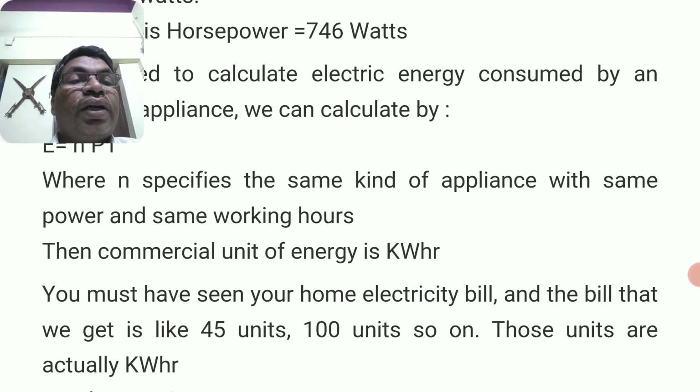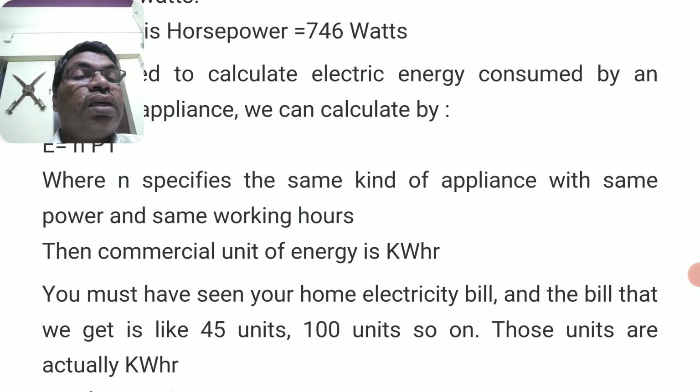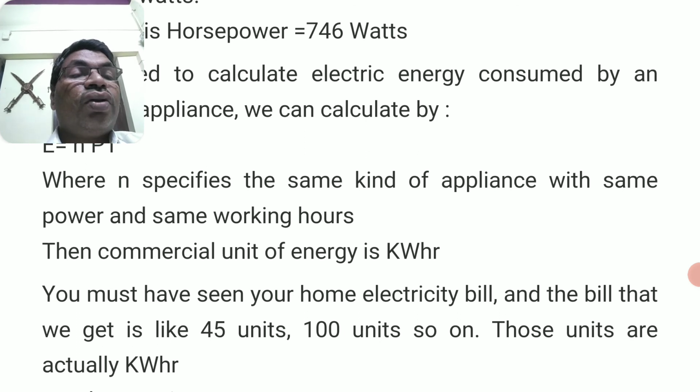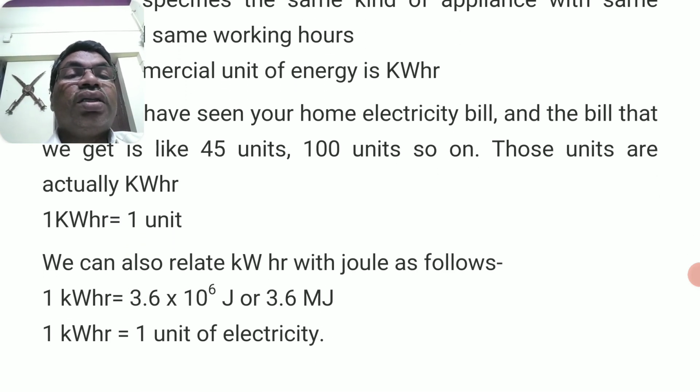So kilowatt hour. You must have seen your home electricity bill, and the bill that we get is like 45 units, 100 units, 700 units. Those who even have AC being used at this time get 400, 500 units utilized. Get your electricity bill and just observe how many units of power you have consumed in the past 1 month. So those units are actually kilowatt hour. 1 kilowatt hour is 1 unit.